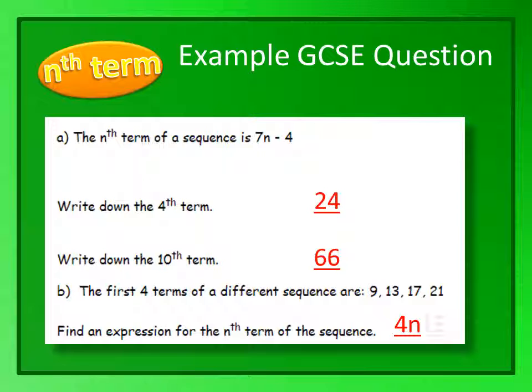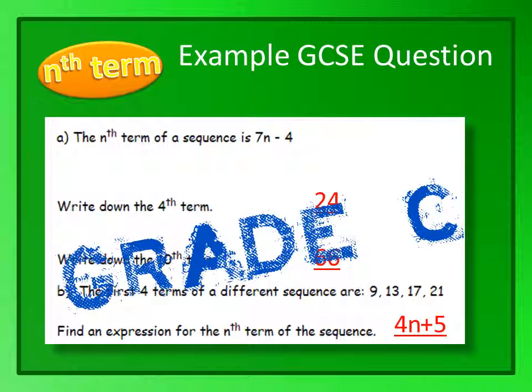If it's been shifted up by 5, that means I'm adding 5 to every single term, so my rule is going to be 4n plus 5. There we go, we've got all the marks for that question. Grade C at GCSE for getting those right.